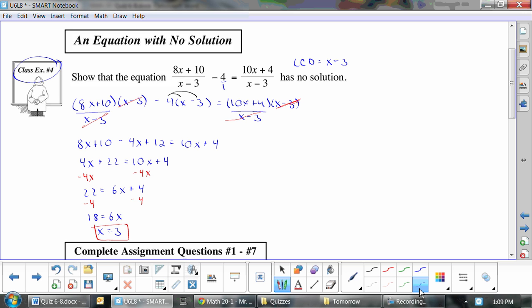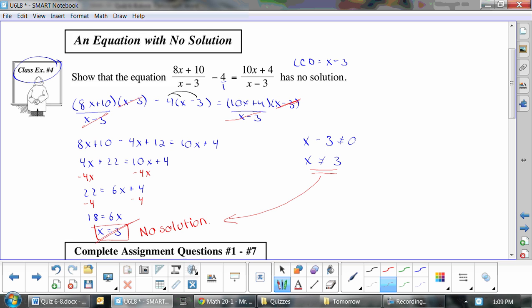Okay? So then we have to find our non-permissibles. So we get that x minus 3 cannot equal 0. So x cannot equal 3, which is the solution we found. And since that's our only solution, we know that we have no solution.